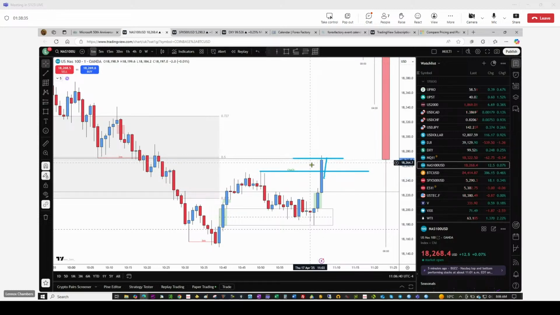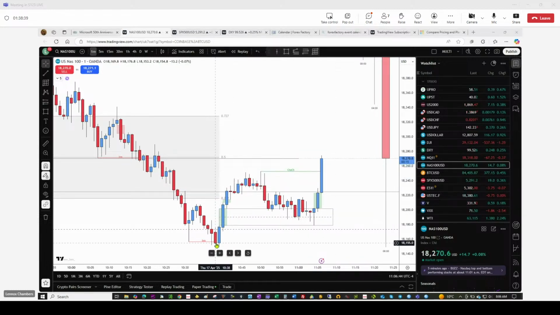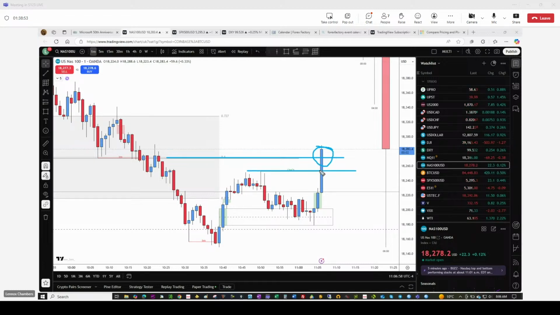One of the things though, Lennox, if you look to the left there on the leg down, there is no gap, so it's possible that they could go higher on this leg down. So yes. I'm looking at the 50% as a target, because once they sweep this high, doesn't mean that they have to go much higher than that, because this is our structure now. So that could be right where we're going.